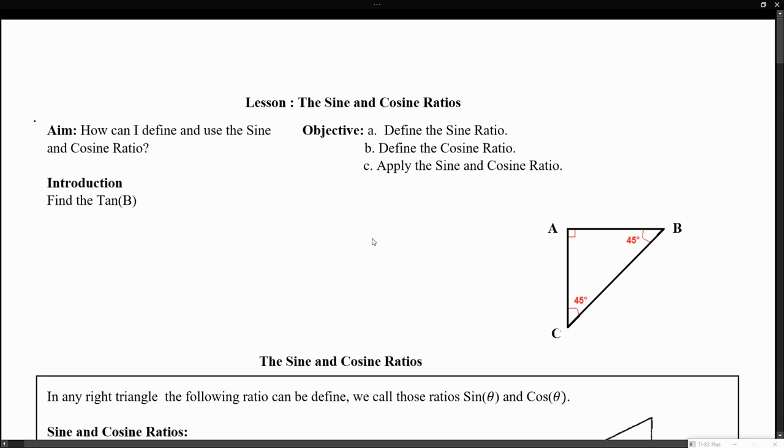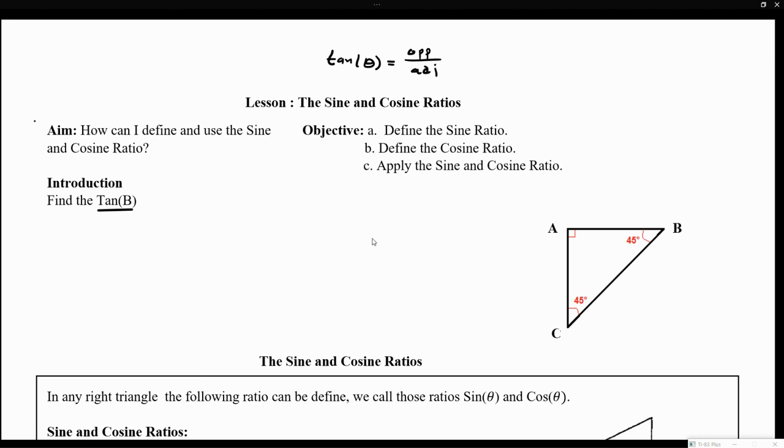In this video, we will talk about the sine and cosine ratio. But before we talk about the sine and cosine ratio, let's just refresh what the tangent ratio is. Recall that from our previous class, we said that the tangent of any angle will always be equivalent to the opposite side divided by the adjacent side.